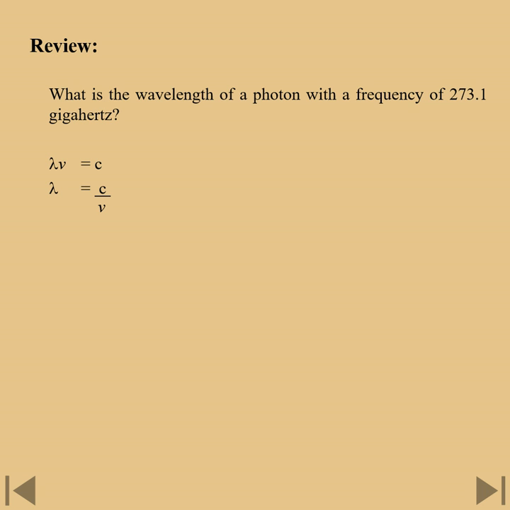Now, a gigahertz would be what? 10 to the 9th hertz, or 10 to the 9th reciprocal seconds. So here's the speed of light. Here is that frequency. Again, 273.1 gigahertz, 273.1 times 10 to the 9th reciprocal seconds. Note how reciprocal seconds cancel to give us the appropriate unit of meters.